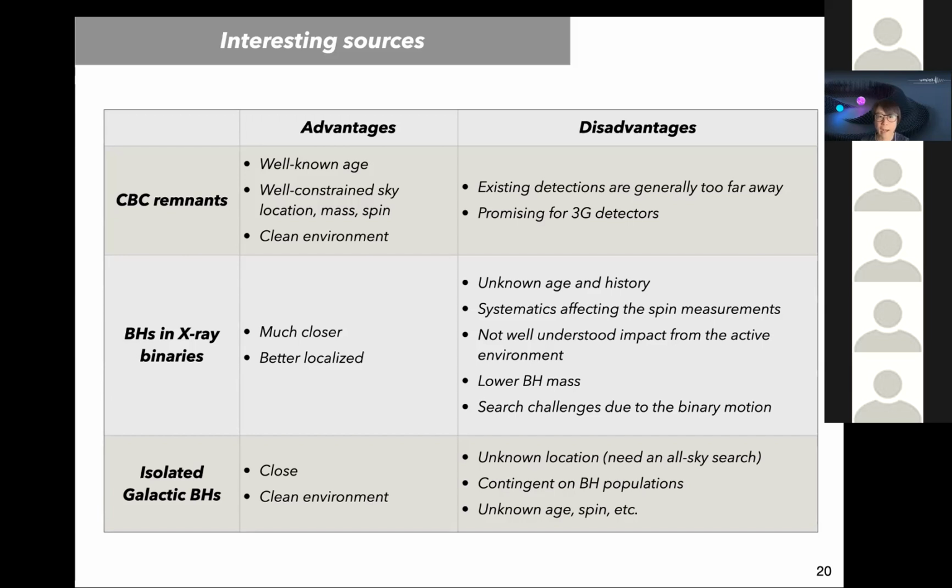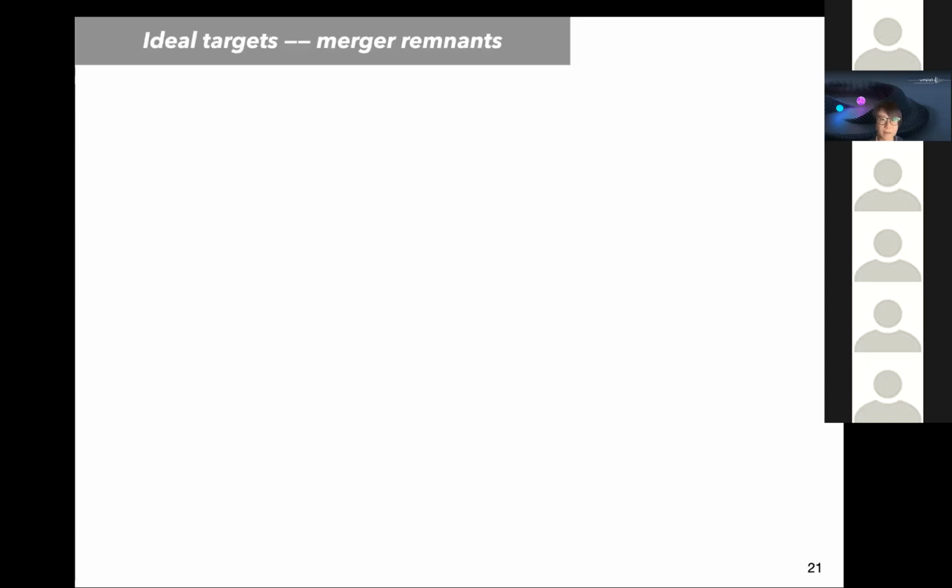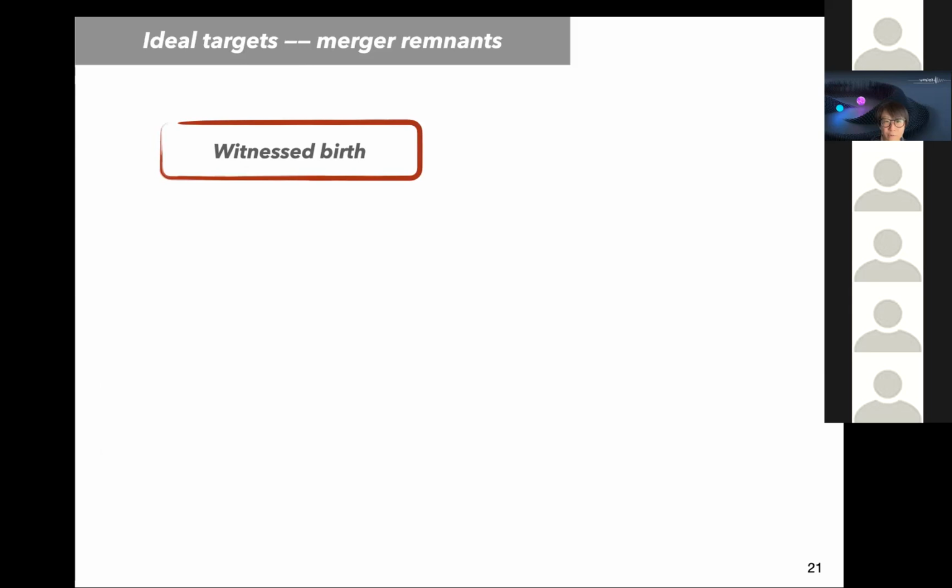So among these 3 categories, the first one is still the most interesting and ideal target to follow up. I'll give a bit more detail here. First of all, we witness their birth in the gravitational wave detections. So that actually gives us some hints of when is a good time to follow up these systems, because we can roughly estimate the time scale for the superradiance to happen and when the signal might reach the maximum, things like that.